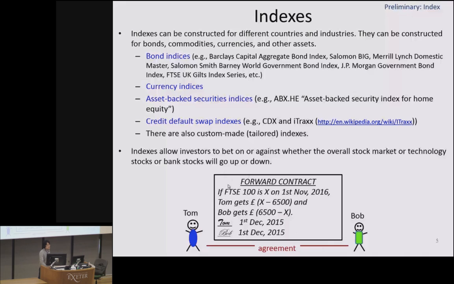Okay, for these 100 companies' shares, you can easily buy or sell, but for other assets such as government bonds or asset-backed securities or credit default swaps, you cannot always easily buy such securities. But no problem if there is an index for that, investors can actually bet on or against that without actually trading those securities. So that's another benefit of these indices.